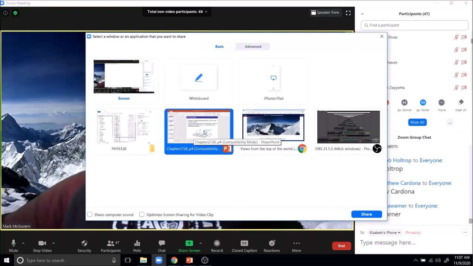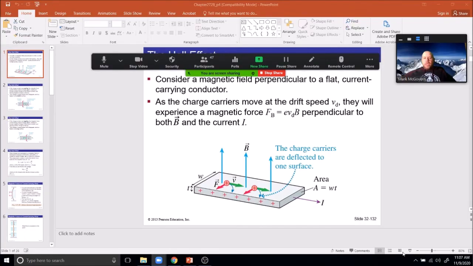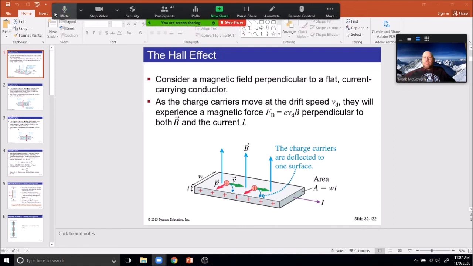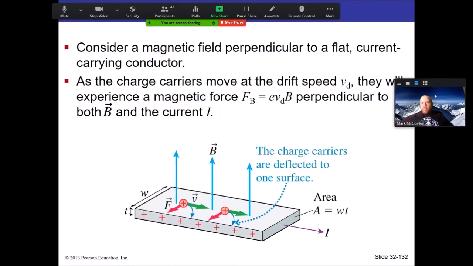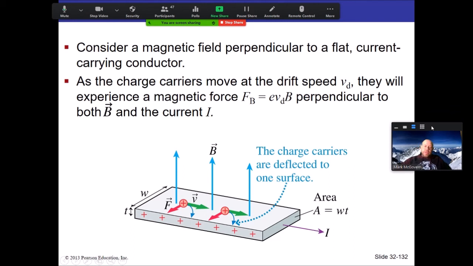The Hall effect has some interesting history behind it. It was one of many experiments that established what form charge carriers had with respect to currents. So let me explain how this works and what the experiment is.